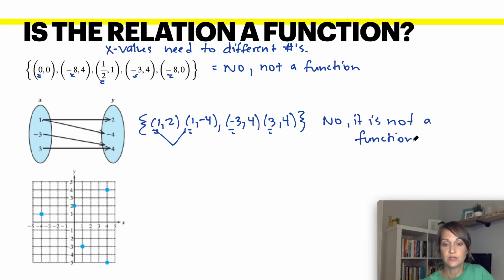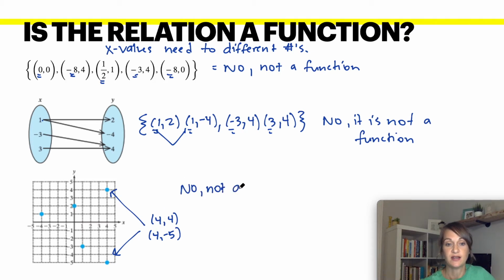In the last one, you would do the same thing. Are there any coordinate points to where the x value repeats? Yes. This coordinate point and this coordinate point both have the same x value. This is the coordinate point 4, 4, and this is the coordinate point 4, -5. Because the x value repeats, it is not a function. So again, your answer would be no, not a function.